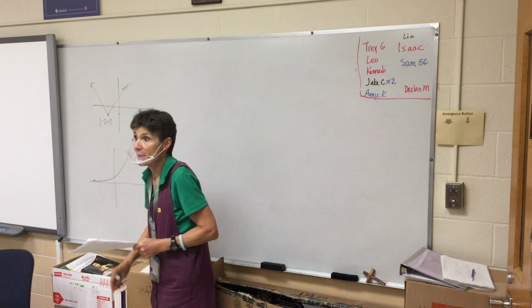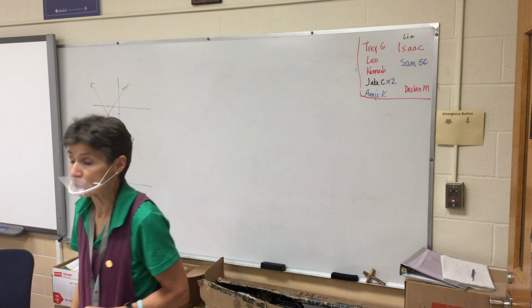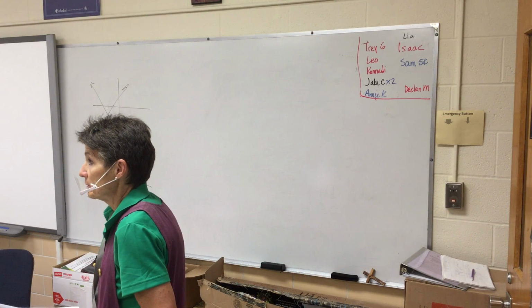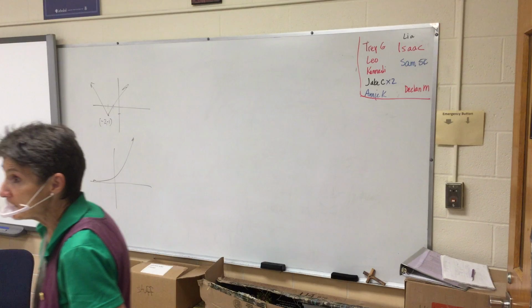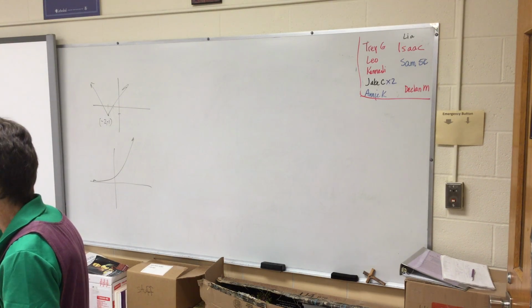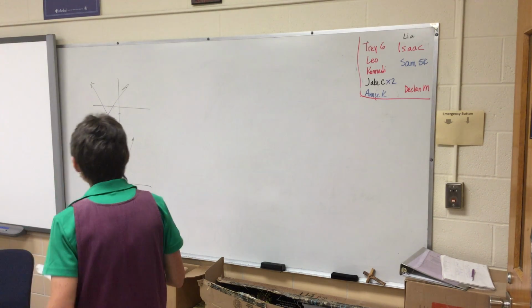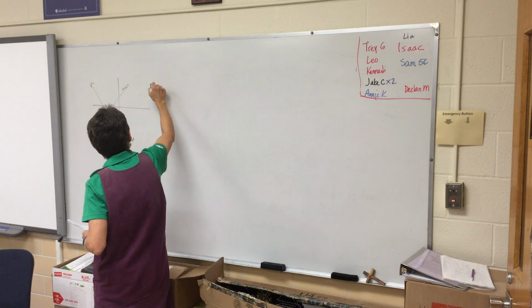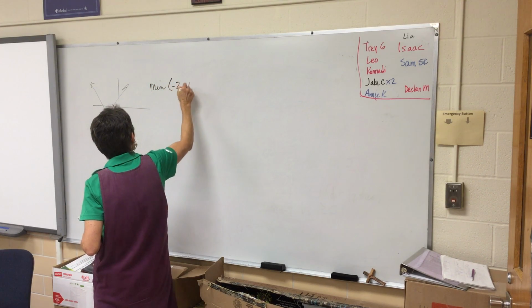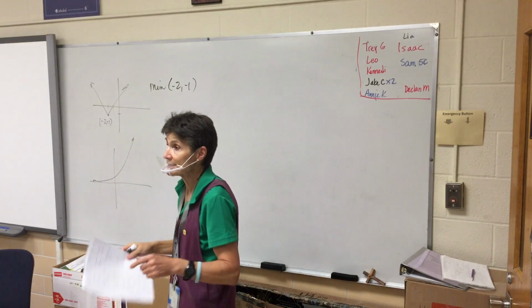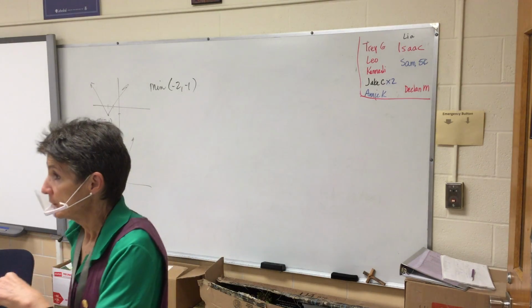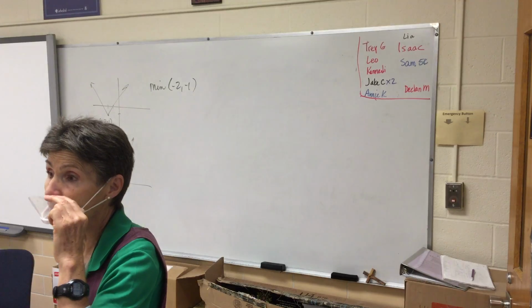Does our picture have a maximum or a minimum or both? It has a minimum. Minimum just means low point, right? So it has a minimum at -2, -1. That's its minimum point. Does it have a maximum? No, because it doesn't have a highest point.